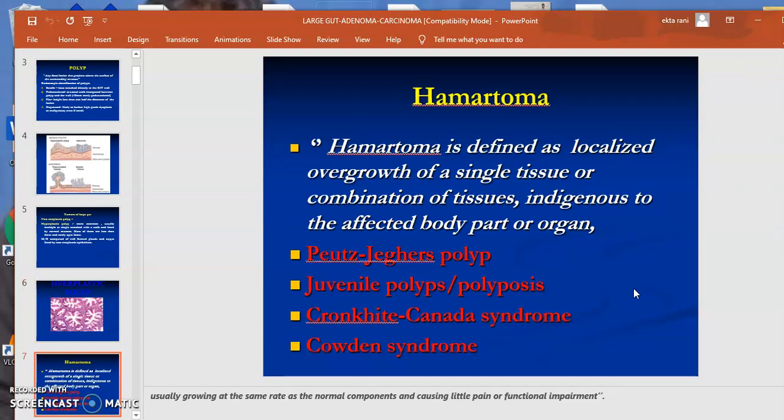Now the hamartomatous polyp. What is hamartoma? Hamartoma is defined as localized overgrowth of a single tissue or combination of tissues indigenous to the affected body part or organ. So it further includes Peutz-Jeghers polyps, juvenile polyps or polyposis, Cronkite-Canada syndrome, and Cowden syndrome.